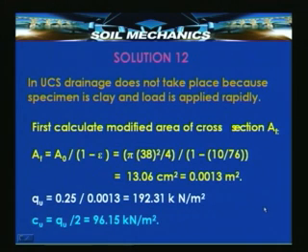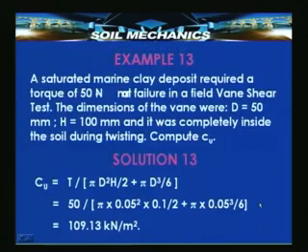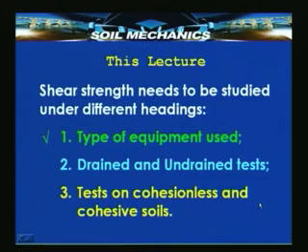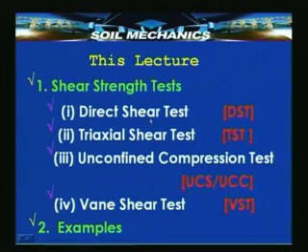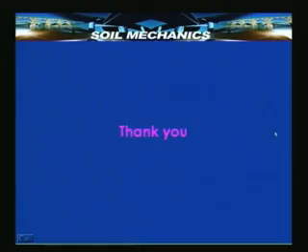Now, we will probably take a look at the vane shear test in a subsequent lecture. So, let us now summarize what we have seen today. In this lecture, according to the classification of shear strength based on the type of equipment used, we have completed seeing direct shear test, triaxial shear test and unconfined compression test and a few examples. In the next lecture, we will continue with this type of equipment used and see the vane shear test and proceed further with the undrained and drained conditions of testing.